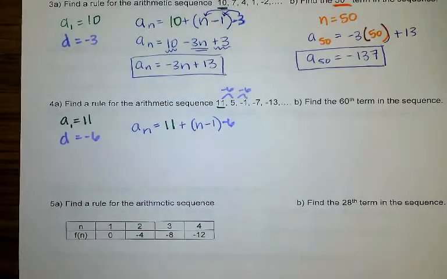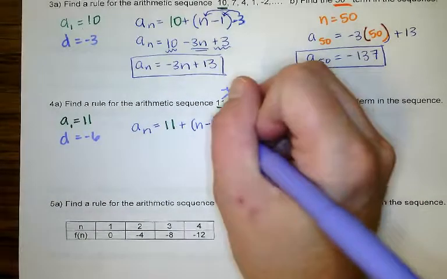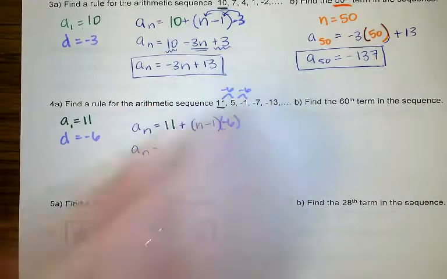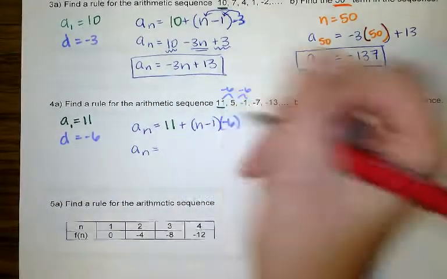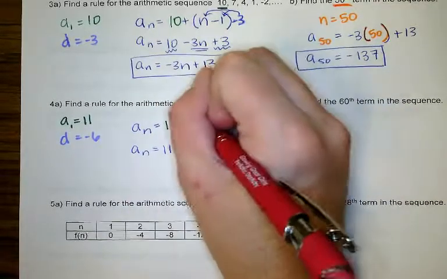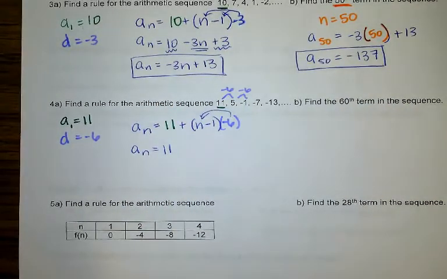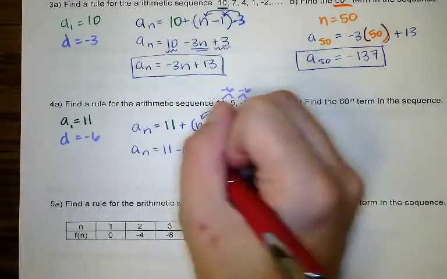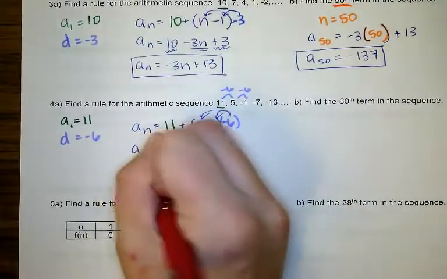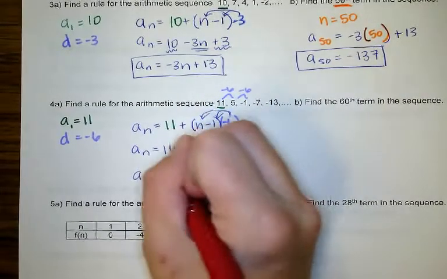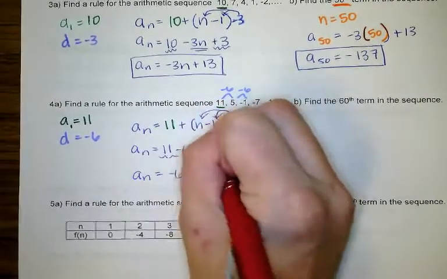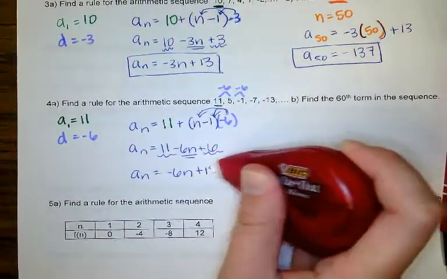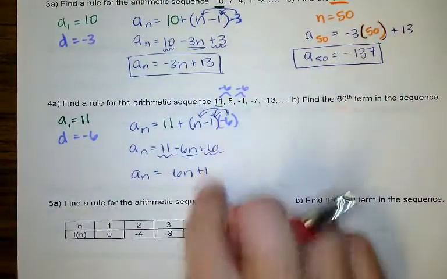So now if we want to simplify our arithmetic sequence so it doesn't look so weird, we're going to get rid of all these parentheses. We have 11, n times negative 6 is negative 6n. Negative 6 times negative 1 is positive 6. Now we combine our like terms, and we get negative 6n plus 17, right? Not 15. Jeez. Like I said, everybody has those days. Okay, here we go. Y'all feeling good about that? So negative 6n plus 17.